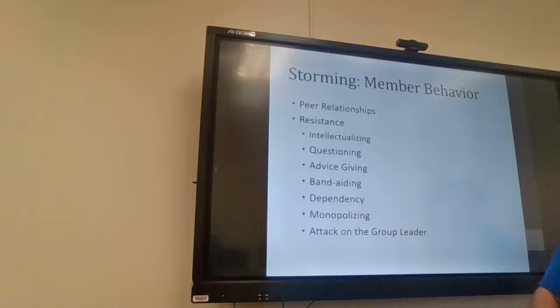Members may exhibit resistance to change through behaviors like intellectualizing, questioning, or advice giving, as well as band-aiding, where members prevent others from expressing their emotional pain by trying to soothe a calm member who may actually benefit from exploring themselves more deeply. Other resistant behavior may be seen through dependency, or members who monopolize group time, and also through an attack on the group leader, which may come as a result of subgrouping, fear of intimacy, or extra-group socializing.